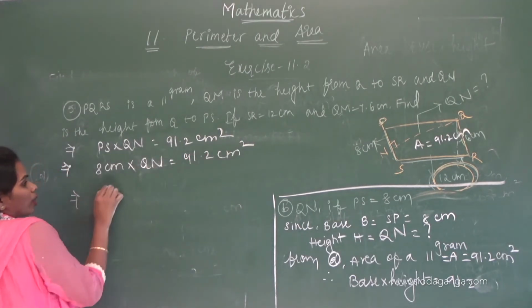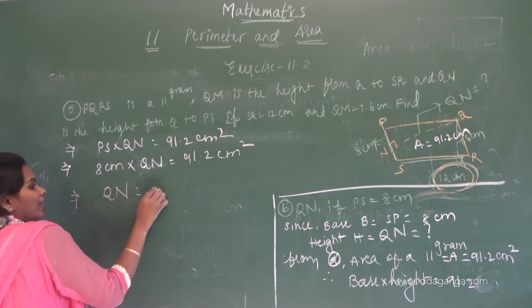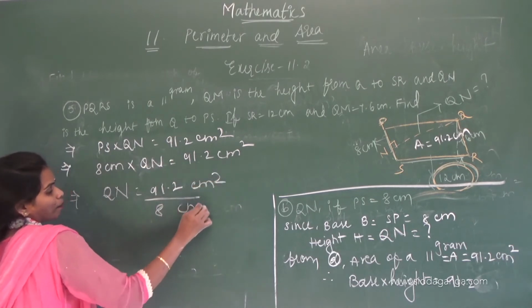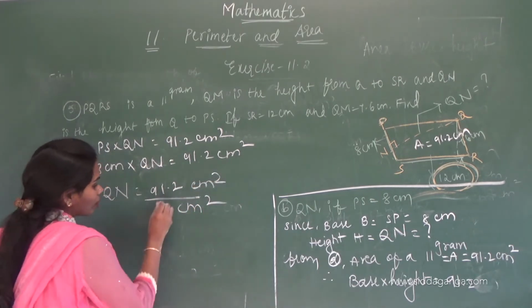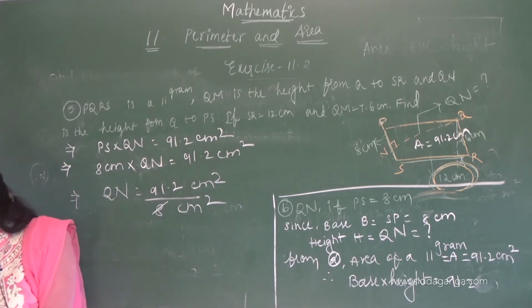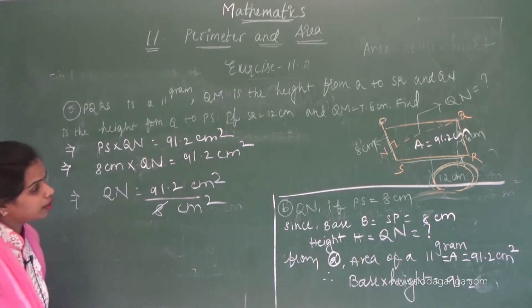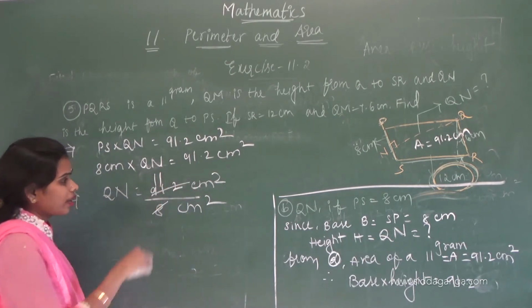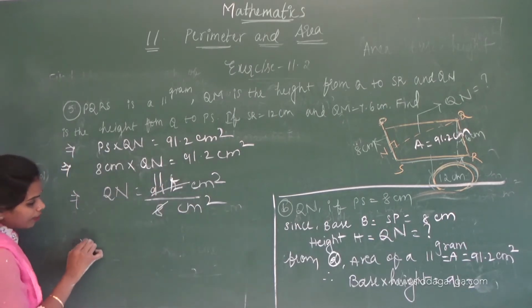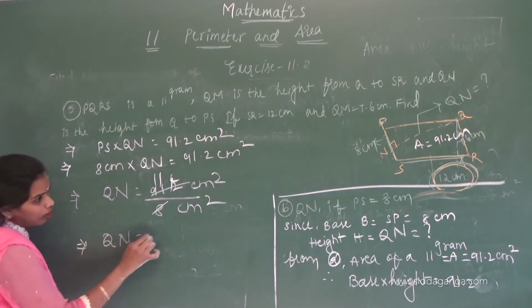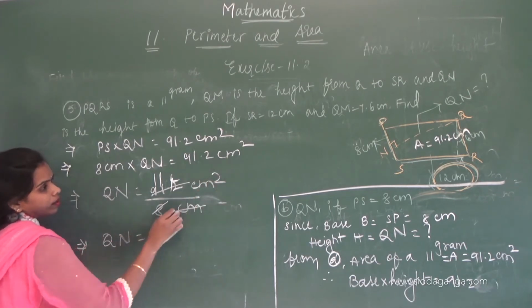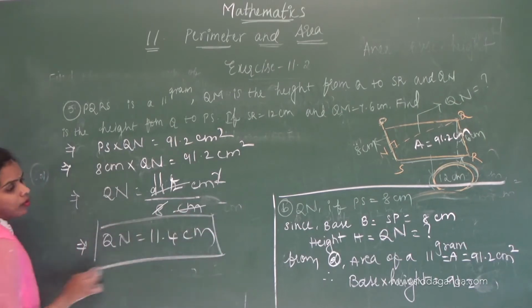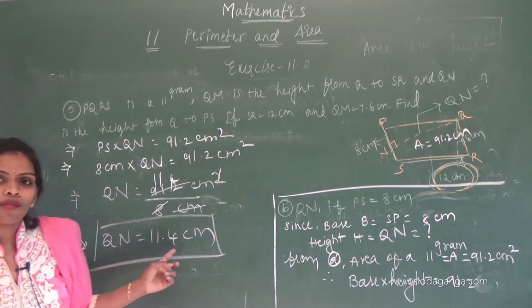That implies QN equals to 91.2 divided by 8. Correct? 8 ones are 8, 2 remaining, 1.4. That implies QN equals to 11.4, 11.4 centimeters. Correct? QN equals to 11.4 centimeters.